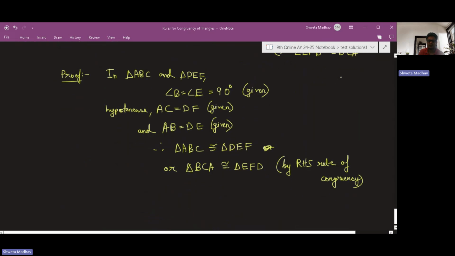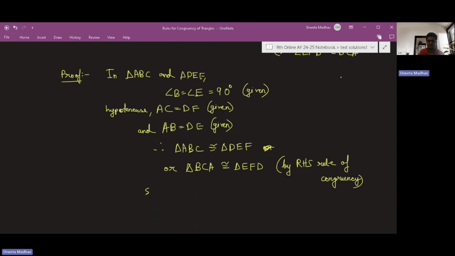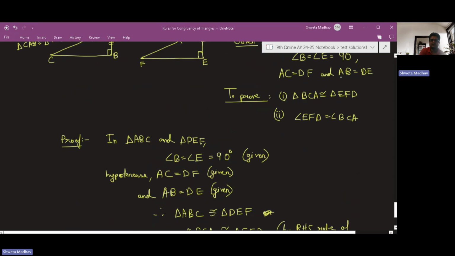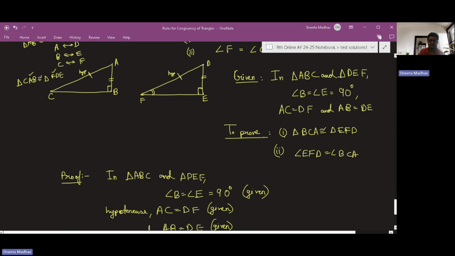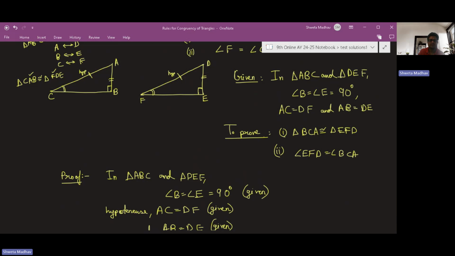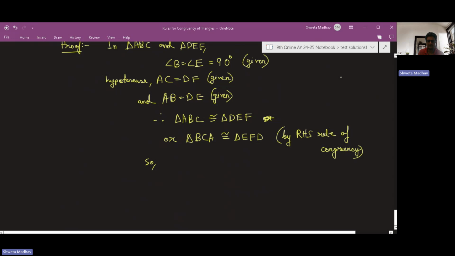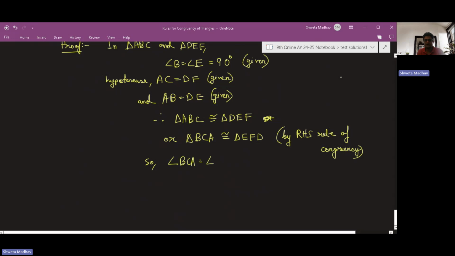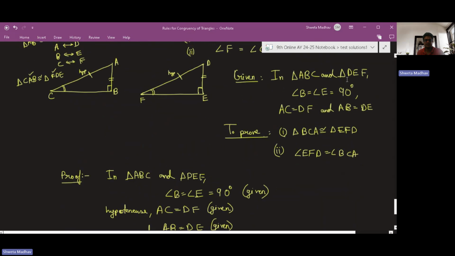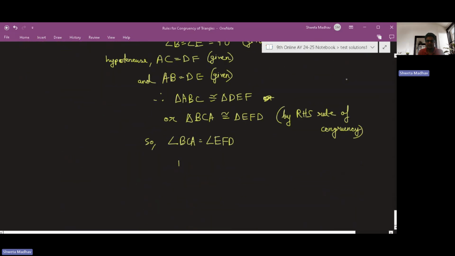So this is the proof part 1, and so we can also say that angle EFD, which means this angle, will be equal to angle BCA, which means this angle, since they are the corresponding angles in the two congruent triangles. So they are equal. So therefore I will say angle BCA will also be equal to angle EFD. BCA is equal to EFD. So, and then I will write hence.